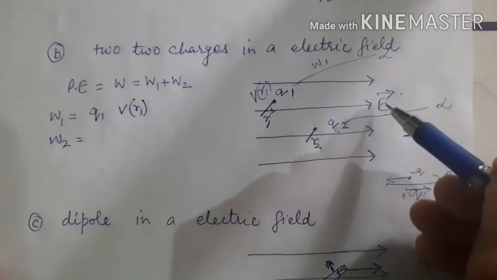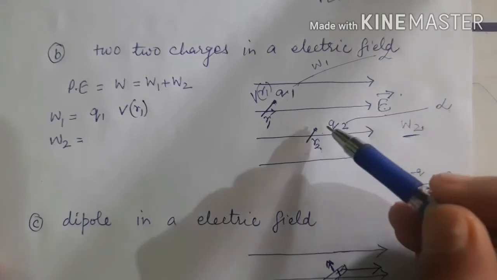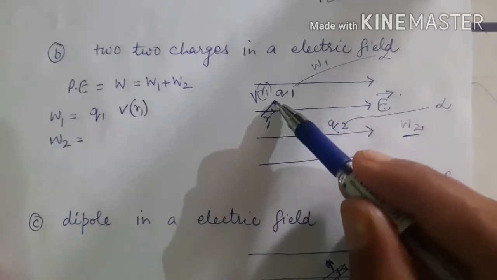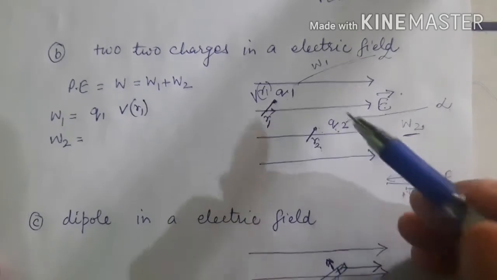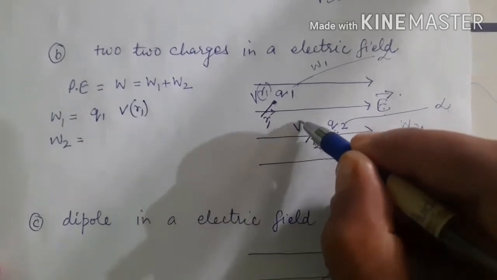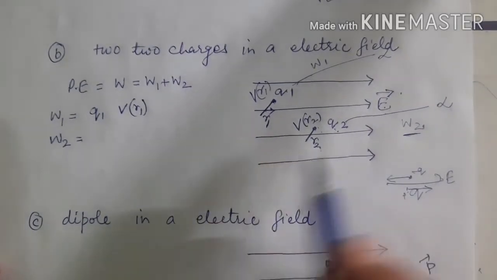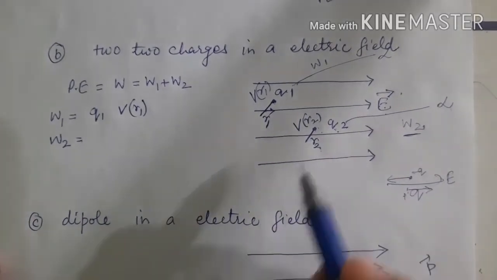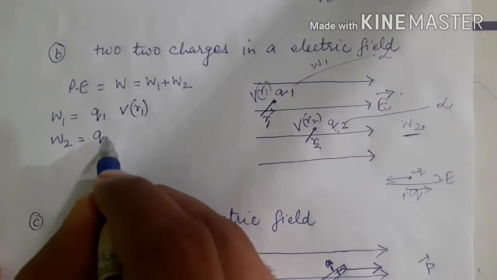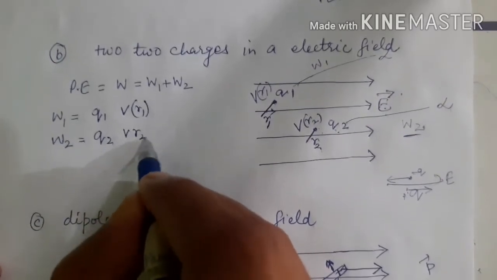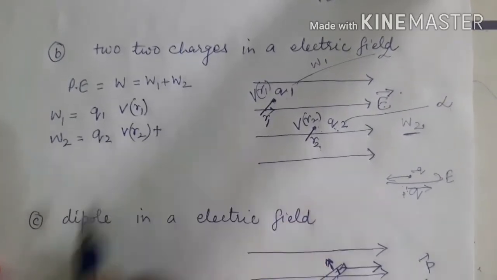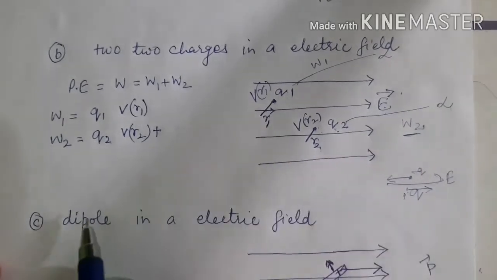One is against this electric field and second against this charge because it has been placed. So if I take the potential at this point as VR2, then first the work done against the electric field will be equal to Q2 VR2 plus work done against this charge.